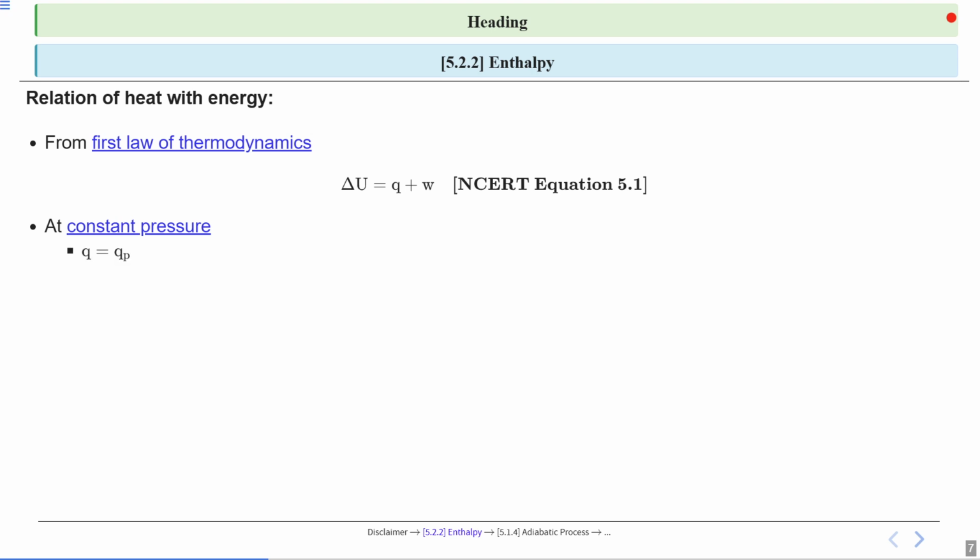We will take Q as QP. So this is just a notation. To represent the heat change at constant pressure, we write Q as QP. So P is present in the subscript part.